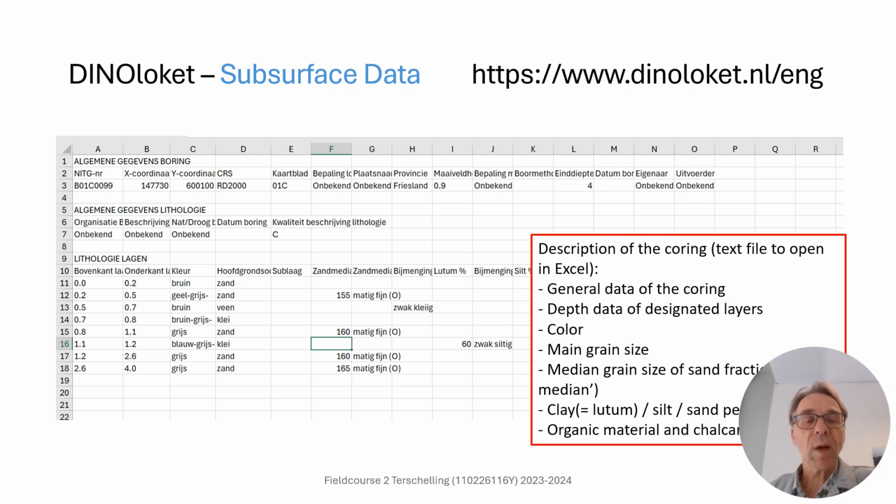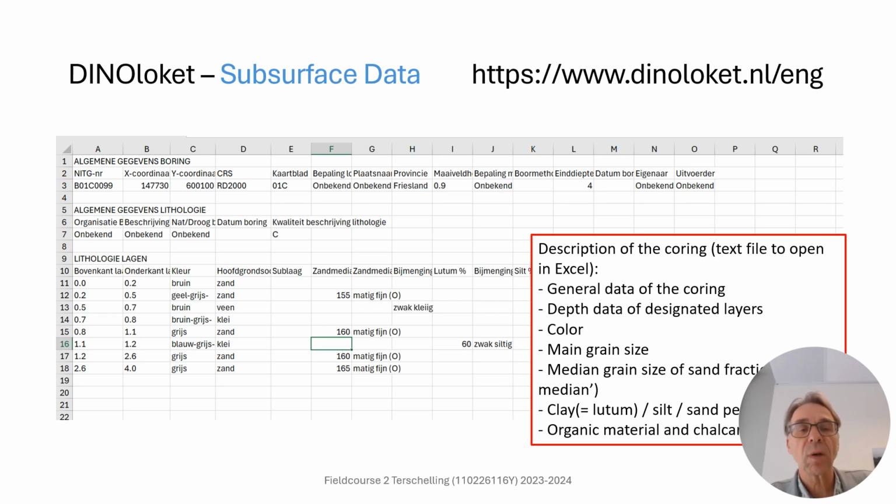So when you have such a coring script, you will have the general data of the coring. And you also have the depth, the name of the core, and also the locations, the XY of the core. The depth data of designated layers, the upper part and lower part of a layer. The color, the main grain size, the median grain size of the sand fraction, the sand median. The clay, lutum, silt and sand percentages. And also organic material and calcareous content. These are all, you could say, the fingerprints of sediments.